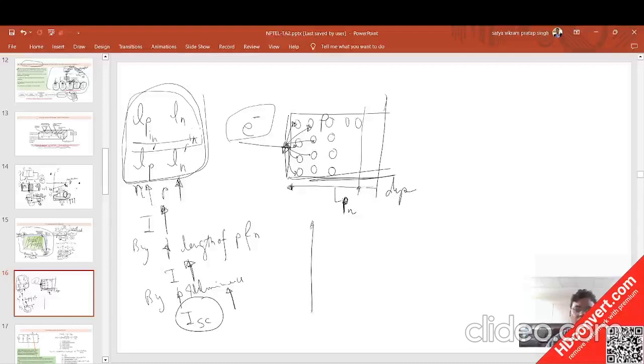So what do you mean by that? It means that the injection and recombination lower down the concentration with the fraction that Pn is equal to Pn naught e to the power minus x by Lp. Lp is this length. We are not going into the depth of that; I will simply explain this.